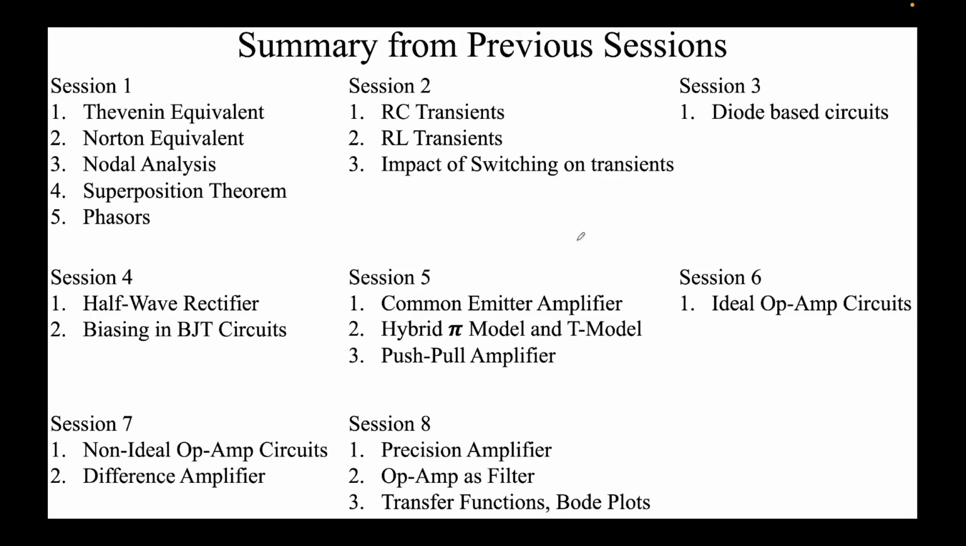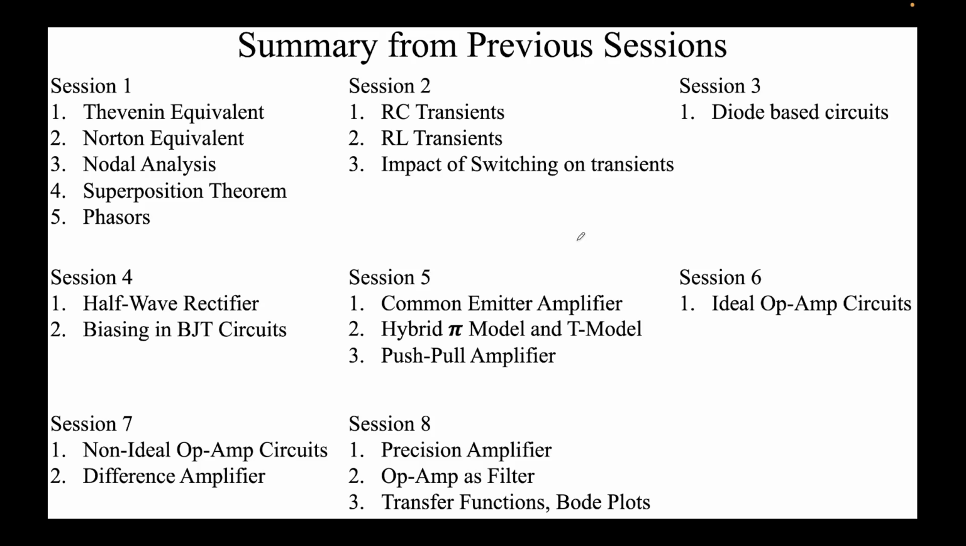And then we saw some transients, primarily RC transients and some RL transients, and we saw how the switching impacts the waveforms of different node voltages and currents as we switch from one position to another. Then we switched to diode based circuits in session 3, like clamper, peak detector and so on. Continuing with the diode based circuits, we saw one more in session 4, that is the half wave rectifier. And finally we jumped to BJT circuits, primarily the DC biasing of BJT circuits.